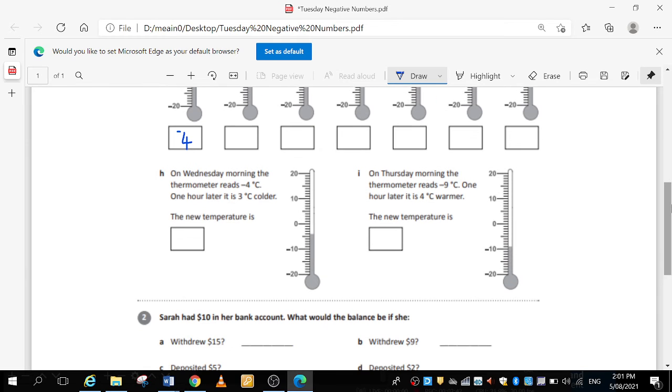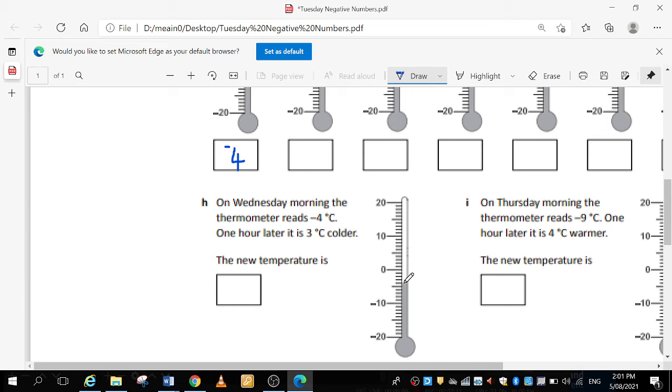And then we move down here to some problem solving. On Wednesday morning, the thermometer reads -4 degrees Celsius. 1 hour later, it is 3 degrees colder. The new temperature is, now if it's getting hotter, our temperature is going to rise. If it's getting colder, our temperature is going to go down. Okay, so we're looking at -4 degrees, and you can zoom in again too if you can't see that. So we're on -4 degrees and it's 3 degrees colder. So if it's 3 degrees colder, we need to count 3 degrees colder. 1, 2, 3.